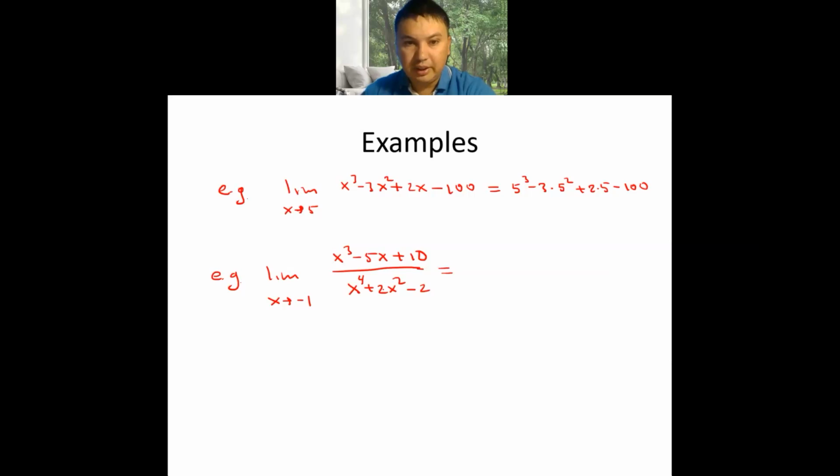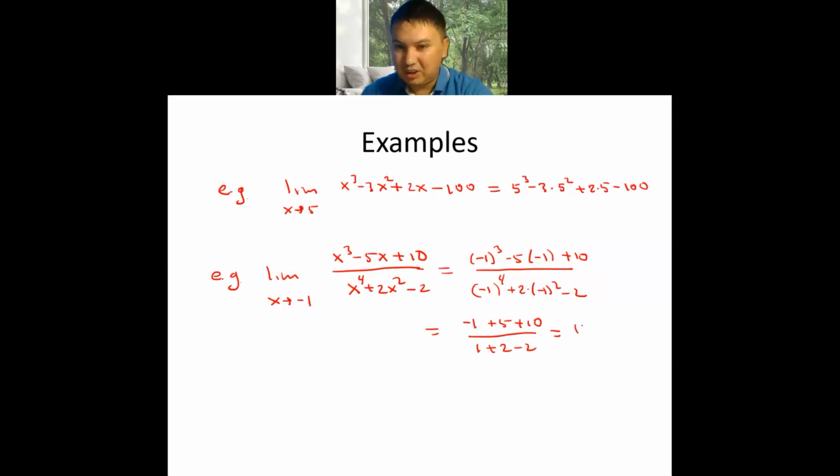So what is it? Again, you just substitute. This is -1 cubed minus 5 times -1 plus 10, divided by -1 to the power 4 plus 2 times -1 squared minus 2. Well, this is easier, so we can compute. So -1 cubed is -1, minus 5 times -1 is plus 5, plus 10, divided by 1 plus 2 minus 2. So it just becomes, I think, 14, right? That's all.